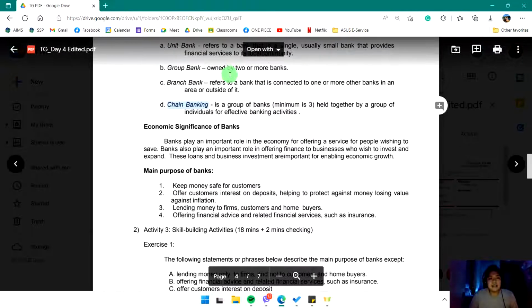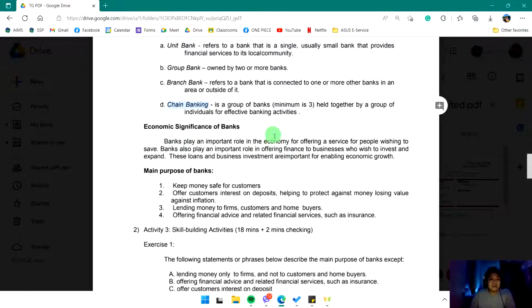Next that we will talk about is the economic significance of banks. Banks play an important role in the economy for offering a service for people wishing to save. And aside from saving, banks also play an important role in offering finance to businesses who wish to invest and expand. These loans and business investment are important for enabling economic growth. Basically, what we have discussed before, the financial system of the Philippines.